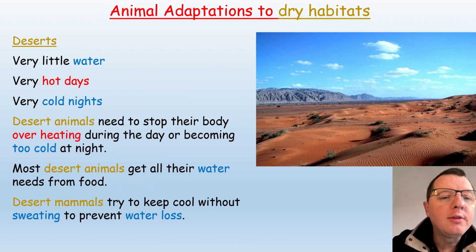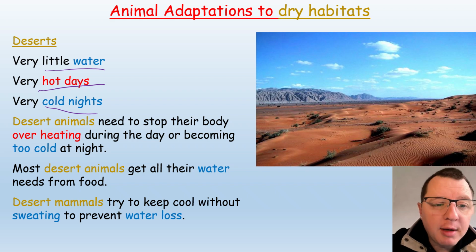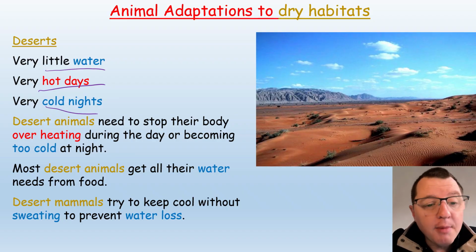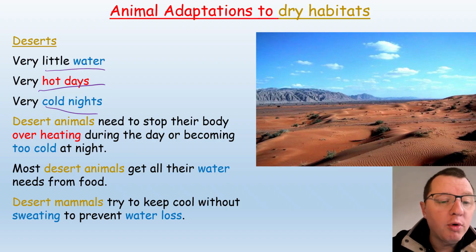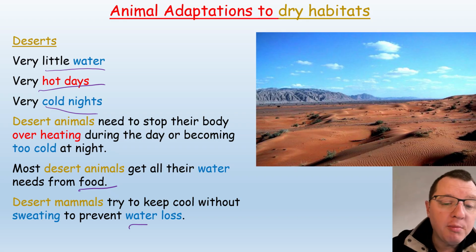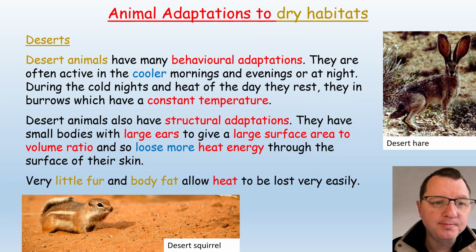In contrast, deserts are very hot, although they can have cold nights. Deserts also of course contain very little water, so animals have to be adapted to these conditions. Desert animals need to stop their body from overheating during the day or becoming too cold at night, and most desert animals will get all their water needs from their food, not from drinking. Desert mammals try and keep cool without sweating, again to prevent water loss. So the big issue in a desert is to make certain you don't lose too much water because you don't have a ready source of water to replenish any water that you lose.